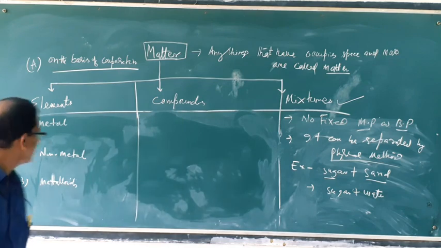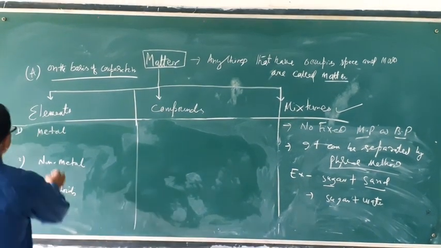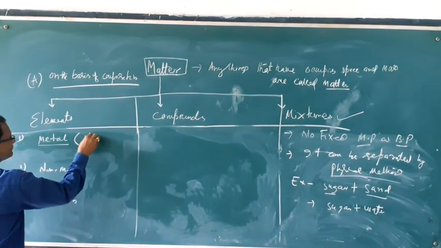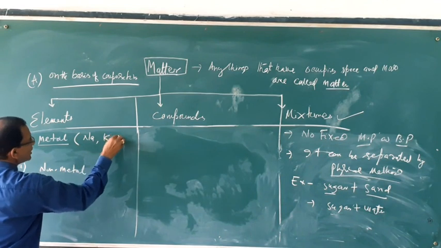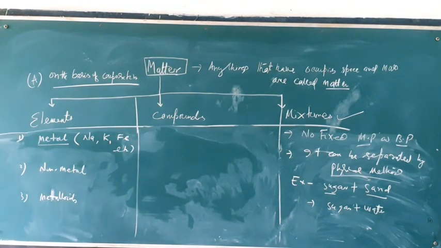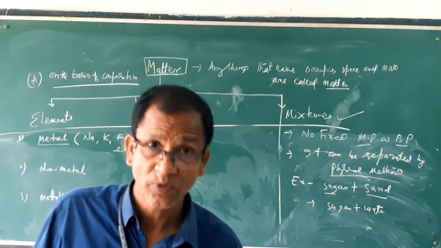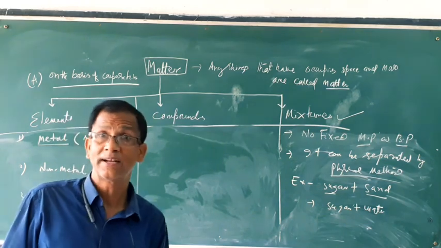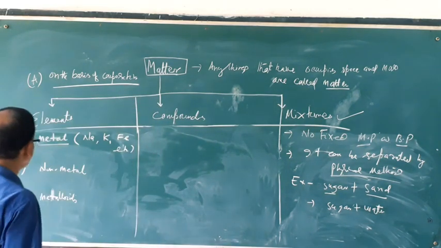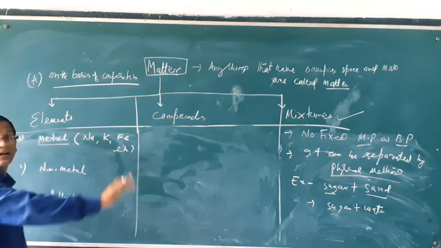It may be metal, non-metal or metalloids. Metal examples: sodium, potassium, iron, like this. These are the metals, with different characteristics. Metals are good conductors of electricity. Metals are lustrous. Metals are malleable. Metals are ductile. Metals can conduct heat and electricity. These are one type of elements.